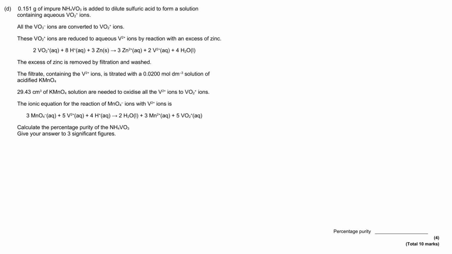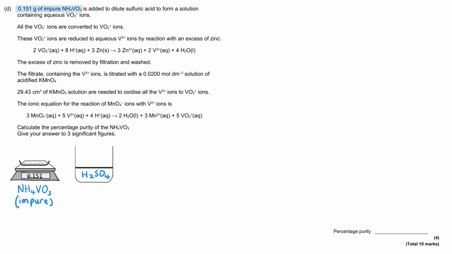Part D is a multi-step calculation based on a method. When answering a question like this, I always recommend that you sketch diagrams to help you be clear about what's happening in each stage. We're told that 0.151 grams of impure ammonium vanadate is added to dilute sulfuric acid to form a solution containing VO2 1+ ions.